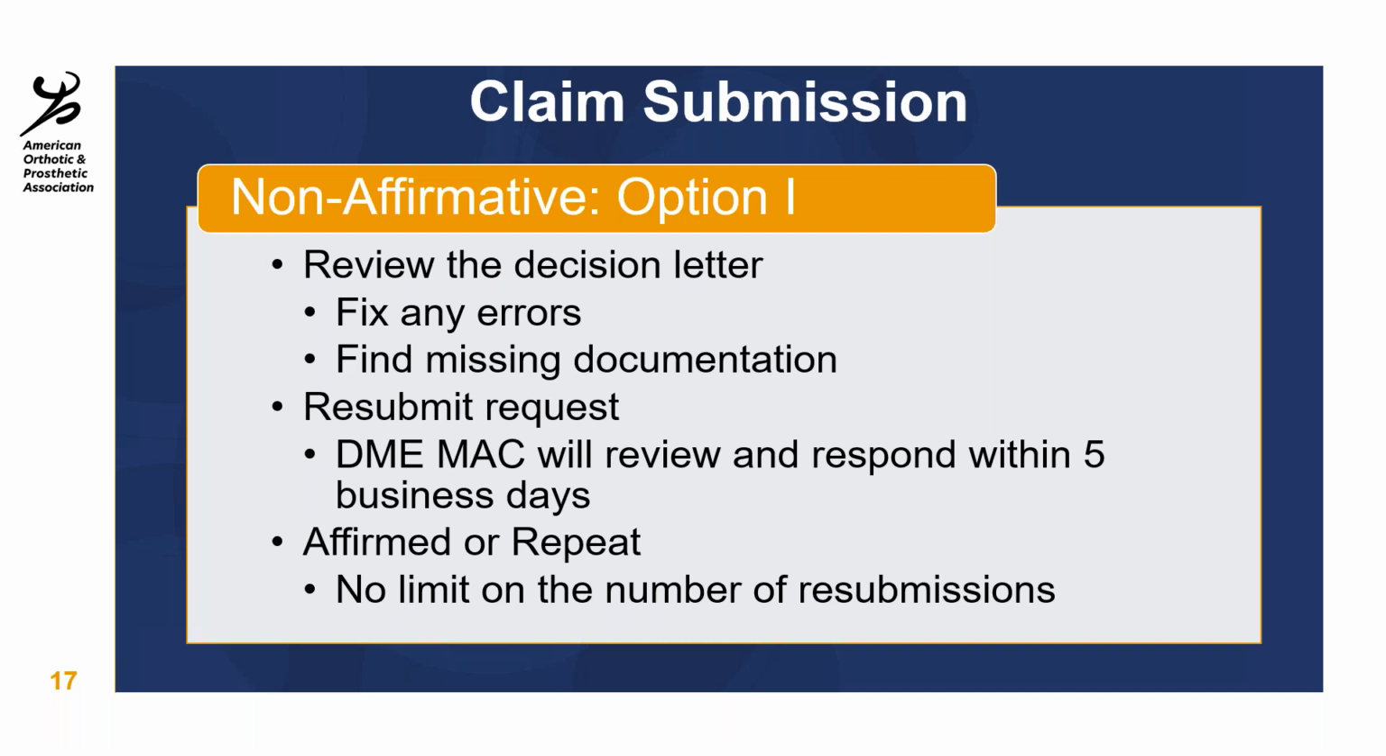And then there's going to be no limit to the amount of times that you can resubmit your prior authorization request to get an affirmative. So option 1 available to you is you review that prior authorization non-affirmative response letter, including what went wrong, and then you can go back, make those corrections or address what has been missing, and then resubmit it for review again and hope for an affirmative response the second time around.